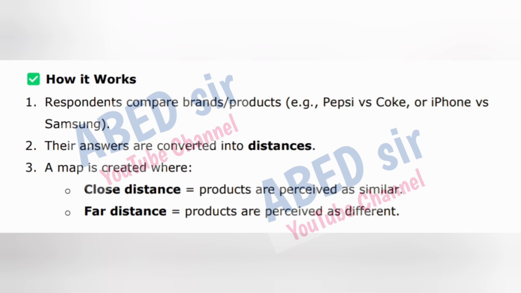How it works. 1. Respondents compare brands or products, example, Pepsi versus Coke, or iPhone versus Samsung. 2. Their answers are converted into distances. 3. A map is created where close distance is equal to products are perceived as similar. Far distance is equal to products are perceived as different.